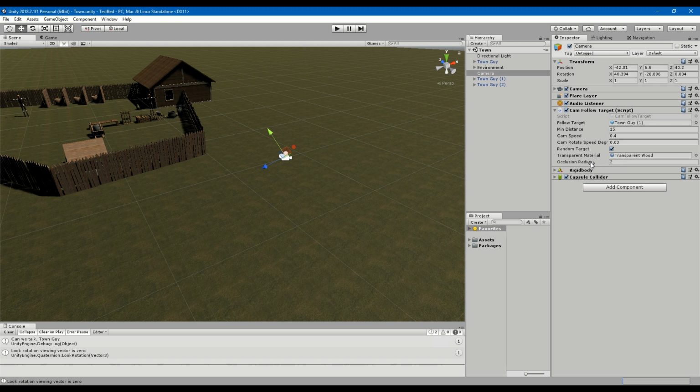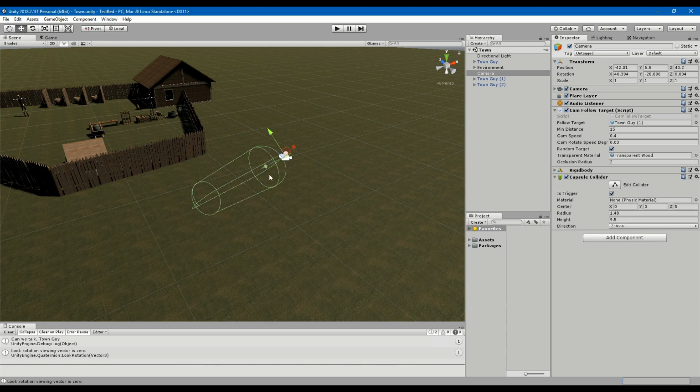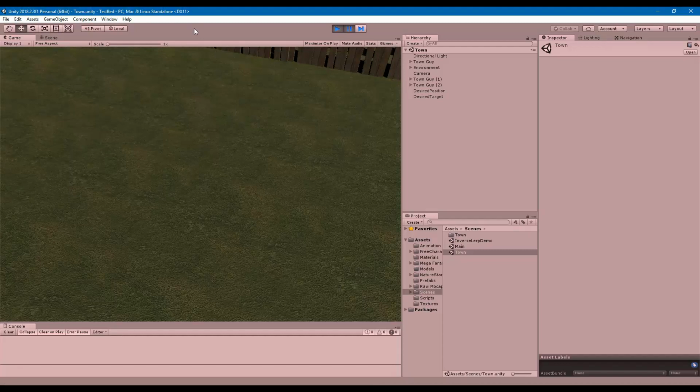Occlusion radius is not used, but I have it here anyway just because it's something you can easily add in there and tune yourself. What I ended up using for occlusion is the capsule collider that the camera is attached to. Okay, so let's watch what happens when I play this scene.